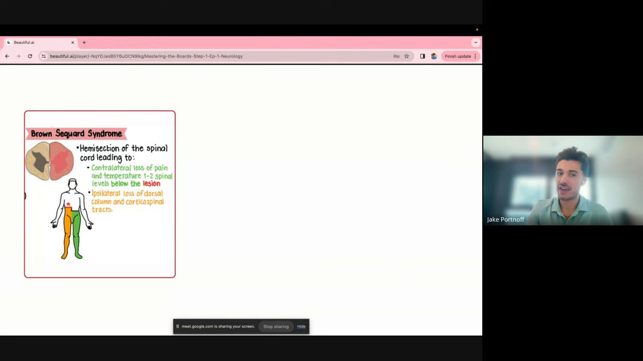Now, why I chose Brown-Séquard syndrome for this webinar was because it integrates all of the pathways, your sensory spinal cord pathways.